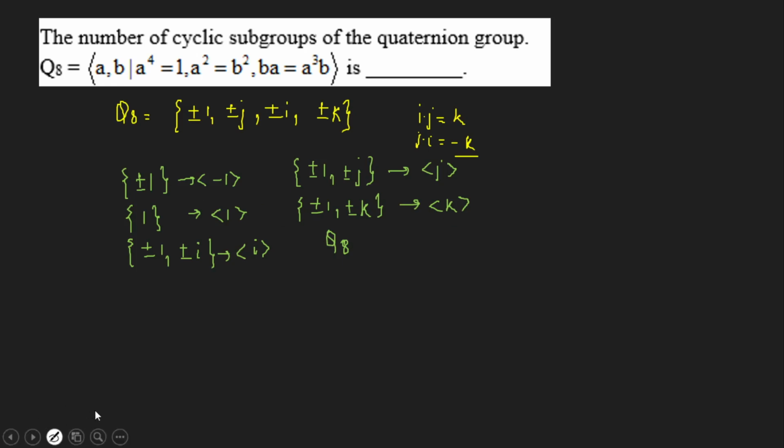So if all these subgroups are cyclic, how many subgroups? 1, 2, 3, 4, and 5. I have 5 subgroups of Q8 which are cyclic. So here 5 is my correct answer.